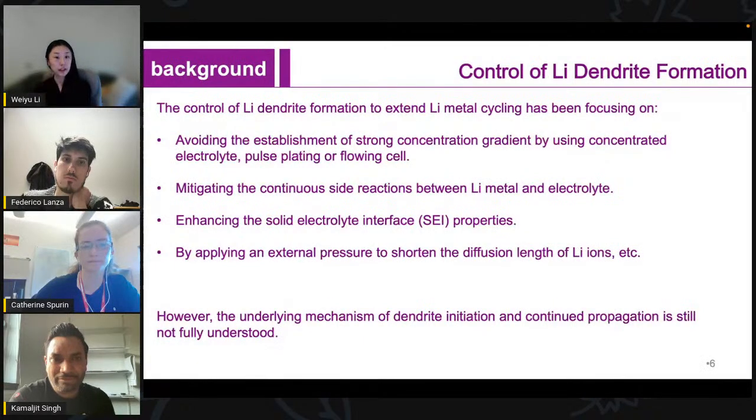How do people control lithium dendrite formation? They use concentrated electrolyte, pulse plating or flowing cells, mitigating side reactions and enhancing the solid electrolyte interface, or applying an external pressure. However, the underlying mechanism of dendrite formation and continued propagation is not fully understood.